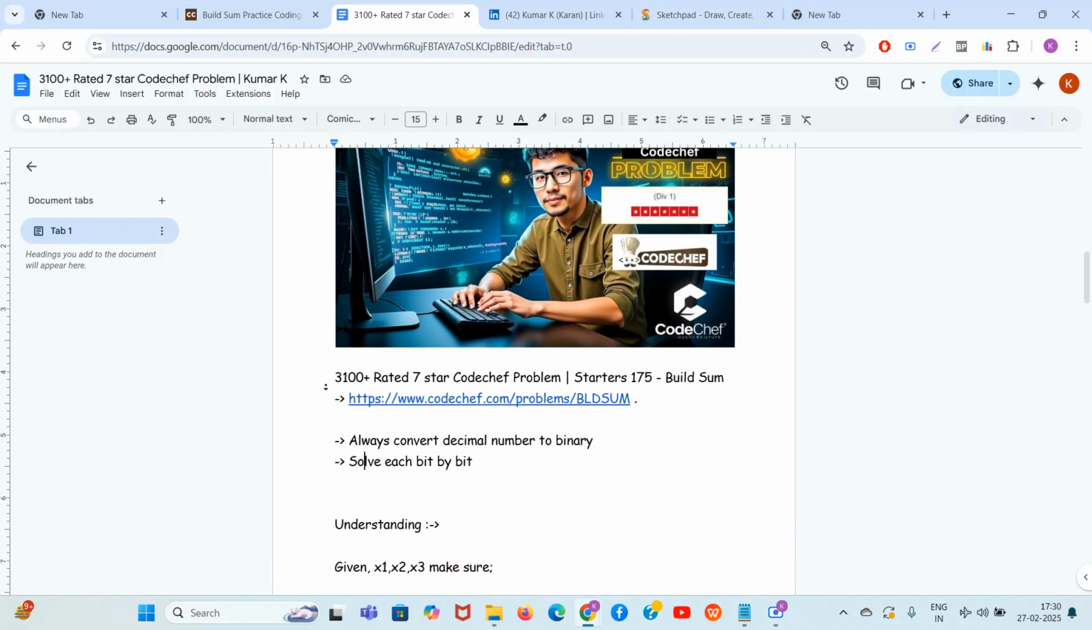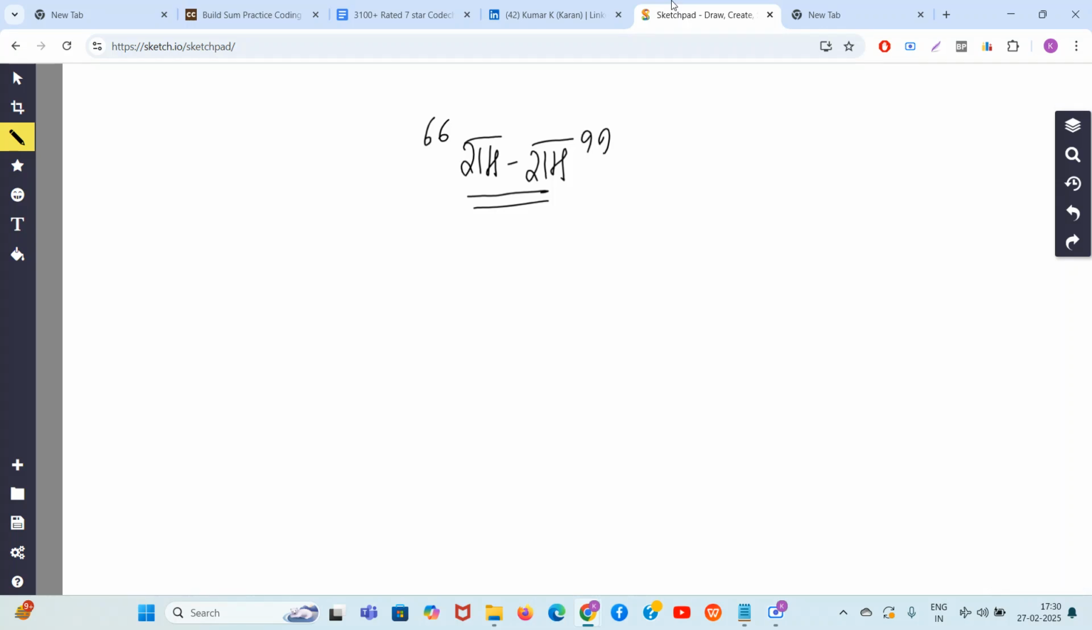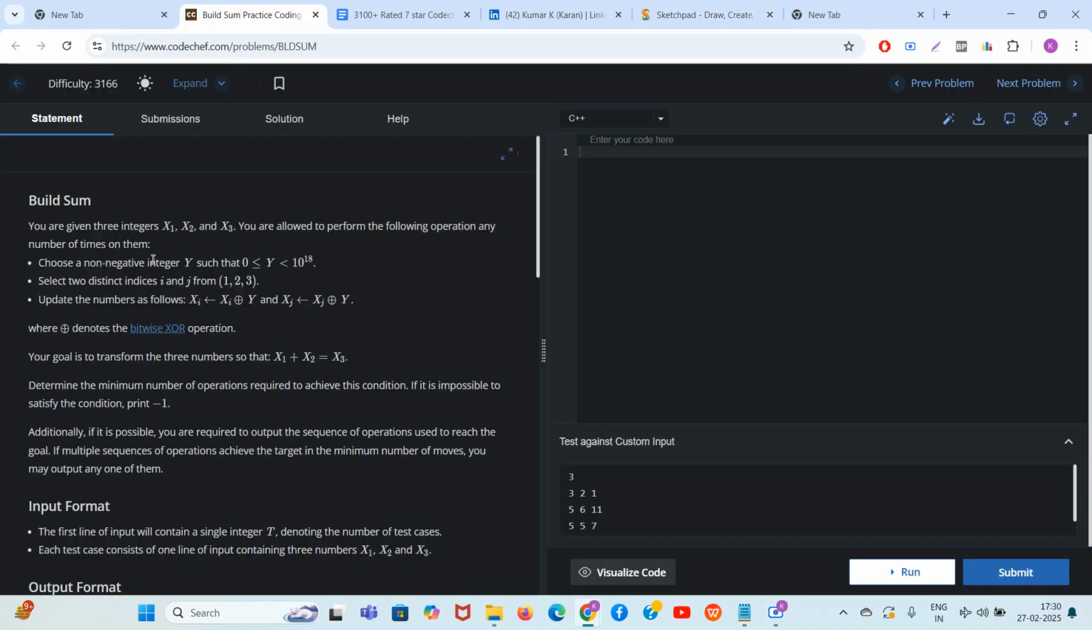The question is saying that you are given x1, x2, x3. Just make sure that the sum of x1 and x2 is x3. Guys, they will give us three integers. You can see in this question also that you will be given x1, x2, x3. You just have to make sure that x1 plus x2 becomes equal to x3 in the minimum number of operations.